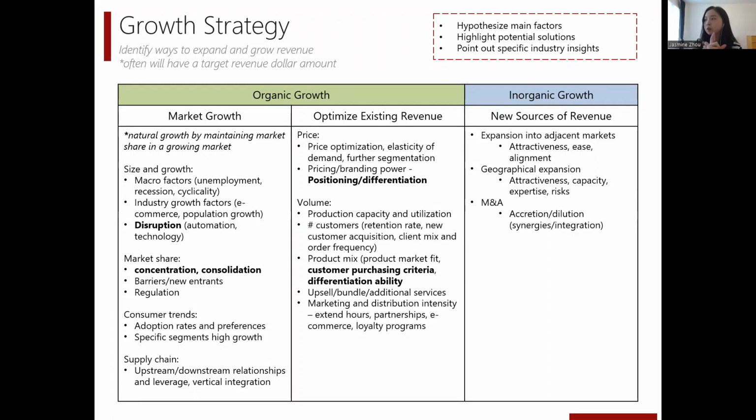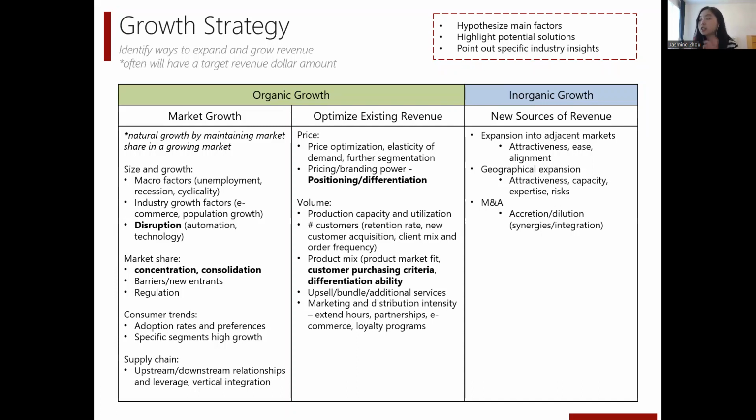expand. So three things that you can look at here: expansion into adjacent markets. So for example, if you're in the grocery market, looking to expand into the fast food market, or into the convenience store and gas station market. So looking at the attractiveness of those markets, the ease of expanding into those markets, and then the alignment of those markets with the current industry that the firm is in.